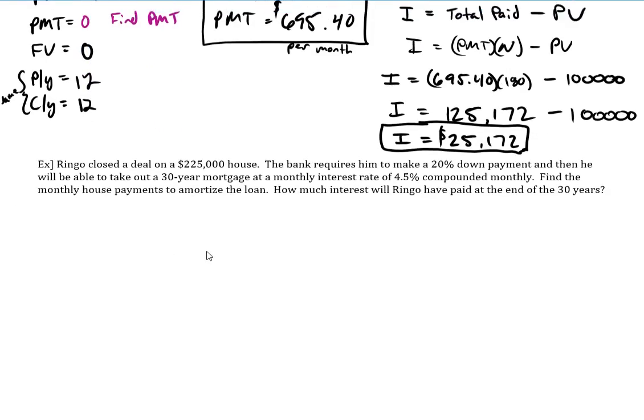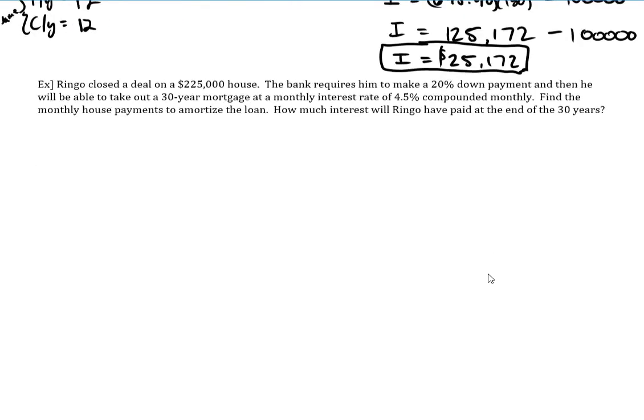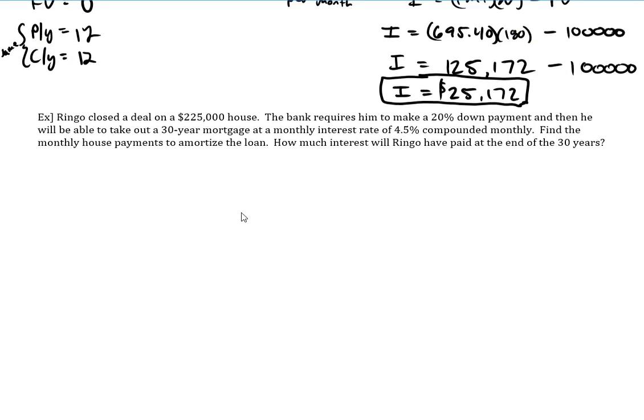Okay, so let's see the other variation on the mortgage. There's not much of a variation except one little thing. In this example, it says Ringo closed the deal on a $225,000 house. The bank requires him to make a 20% down payment, and then he will be able to take out a 30-year mortgage at a monthly interest rate of 4.5% compounded monthly. Find the monthly house payments to amortize the loan. How much interest will Ringo have paid at the end of the 30 years?